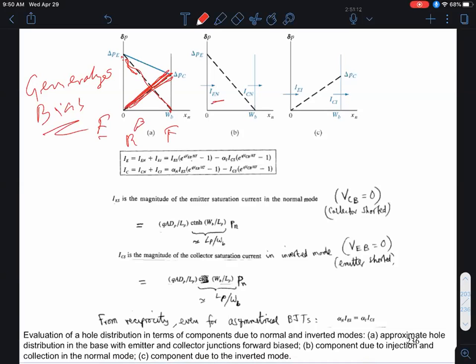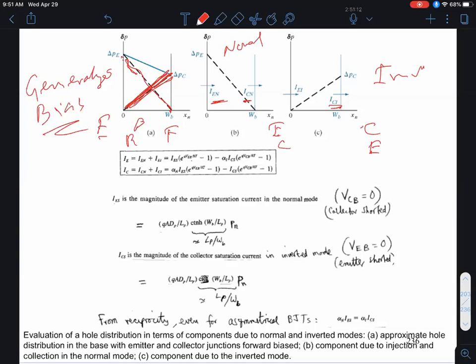So that's my normal mode of operation, and that's the so-called inverted mode where the collector is forward biased and the emitter is reverse biased. So in other words, I'm making the collector behave as the emitter and the emitter behave as the collector, right? So that's the so-called inverted mode of operation, while this is the normal mode of operation. Now let me ask you a question, hypothetically.